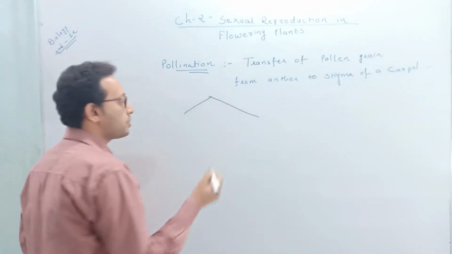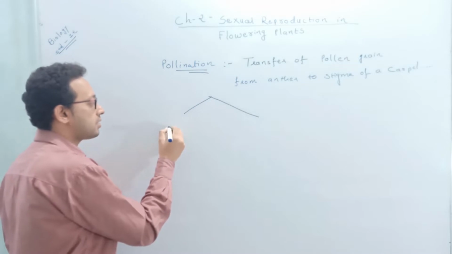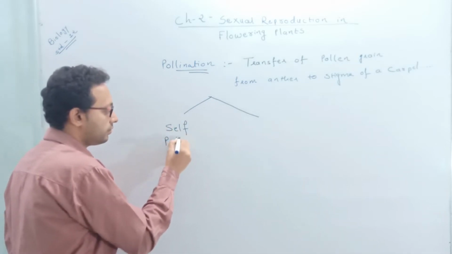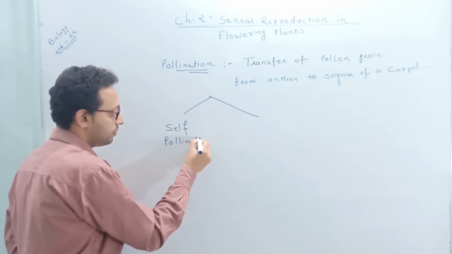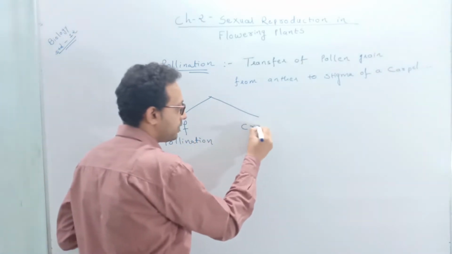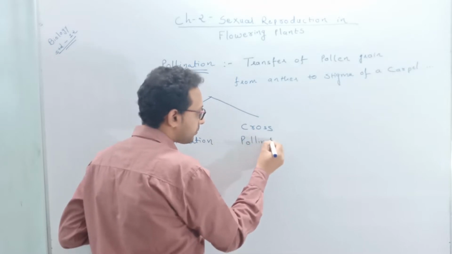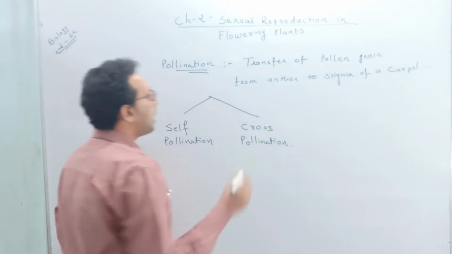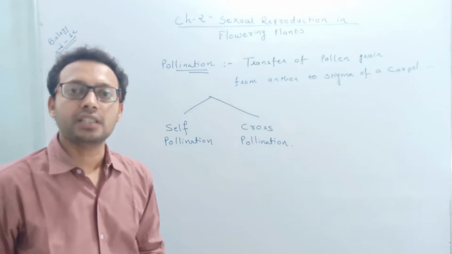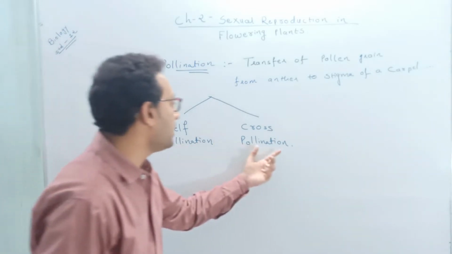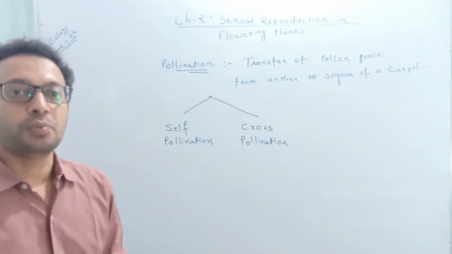The pollination process can be divided into two parts. First is called self-pollination, and the second one is called cross-pollination. How many types of pollination processes are there? There are two types: self-pollination, and the second one is called cross-pollination.